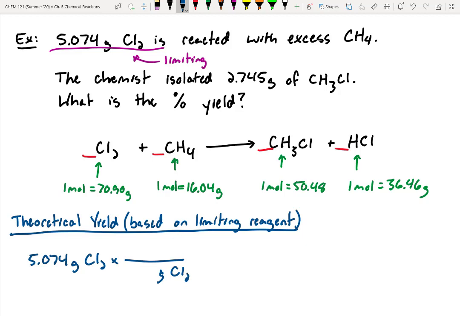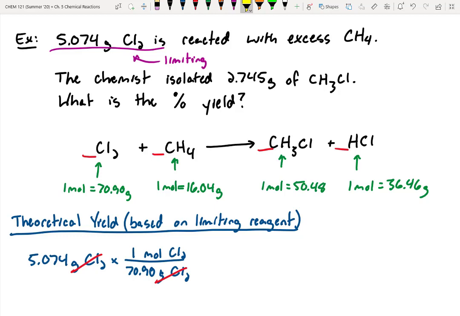And we can go to moles. So I'm going to put moles of chlorine on top. And then over here, we said that, well, 1 mole of chlorine is 70.90 grams. So I'll put the 70.90 with the grams unit. I'll put the 1 with the mole unit. So now we've got that taken care of. We've canceled out our grams of chlorine. Now we've got moles of chlorine.